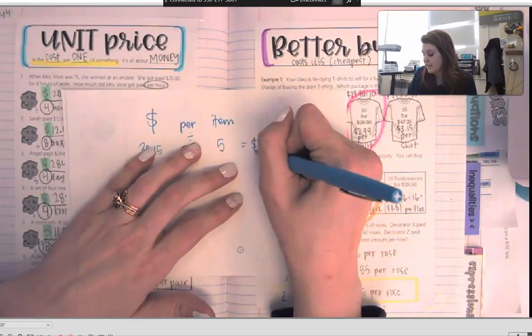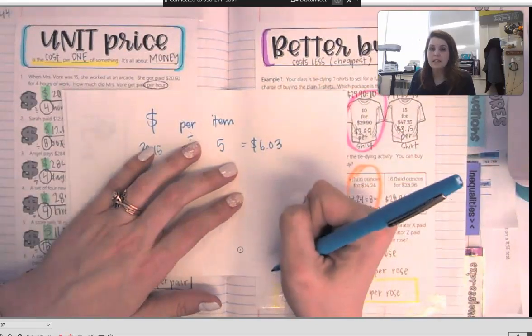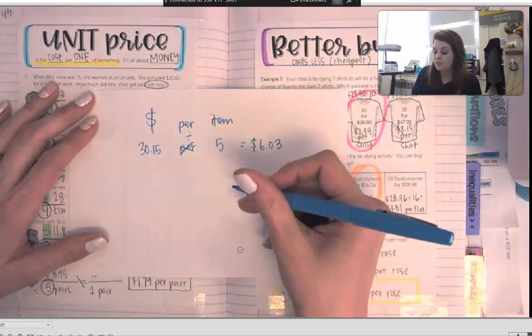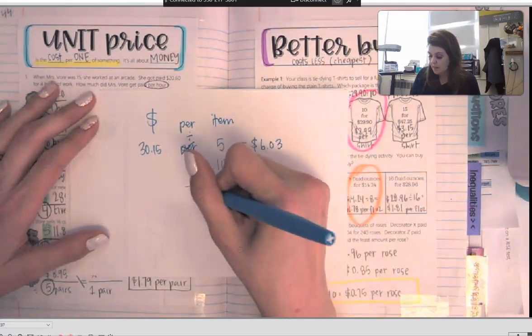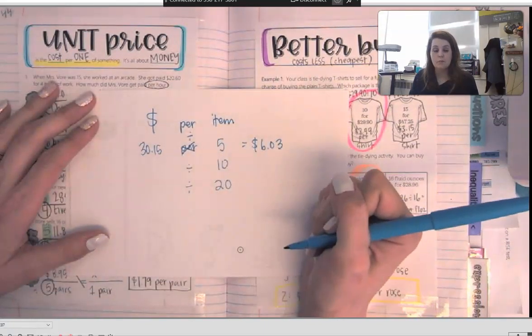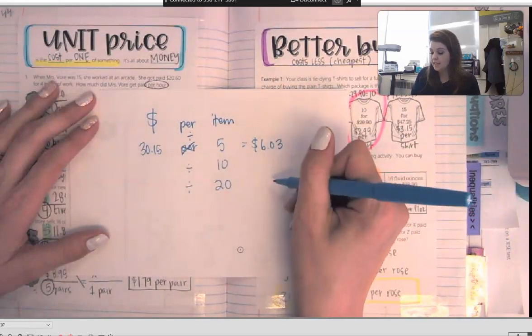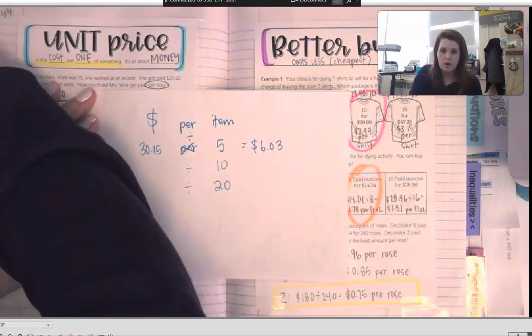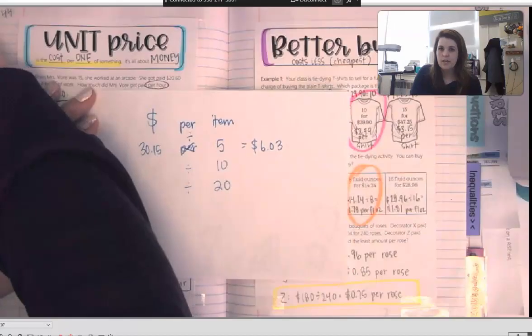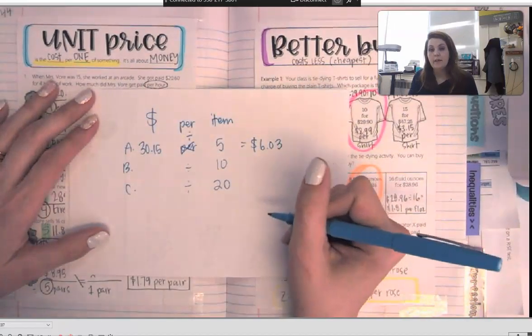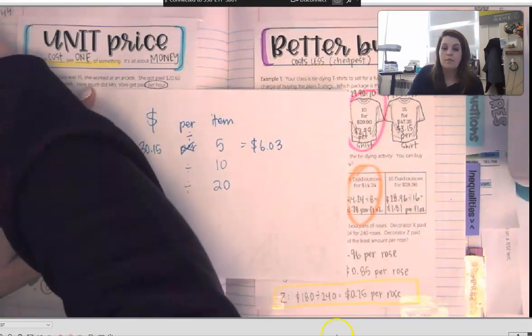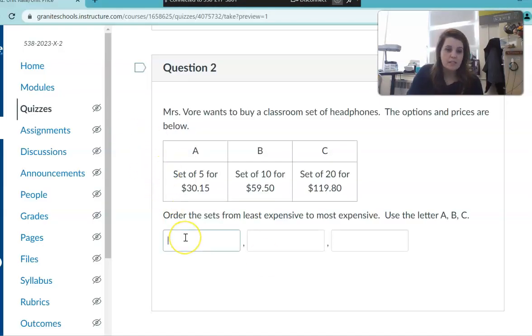This is $6.03. So now I do the same for the one that was 10 items and 20 items. You will then list these out. I think this was option A. Is that true? Yes. This is A. You'll do the same for B and C, and then you will order them out on this problem. So if you think A is the cheapest, you will type in A here and then list them from there.